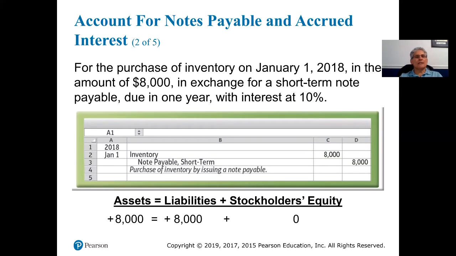So let's assume a company is purchasing inventory on January 1st, 2018, and in exchange, they are signing a short-term promissory note. The amount that's due is $8,000. It is due within 1 year, but there is going to be some interest associated with this, and in this case, it is 10%. So the journal entry on January 1st will be a debit to inventory and a credit to notes payable short-term, $8,000 each.